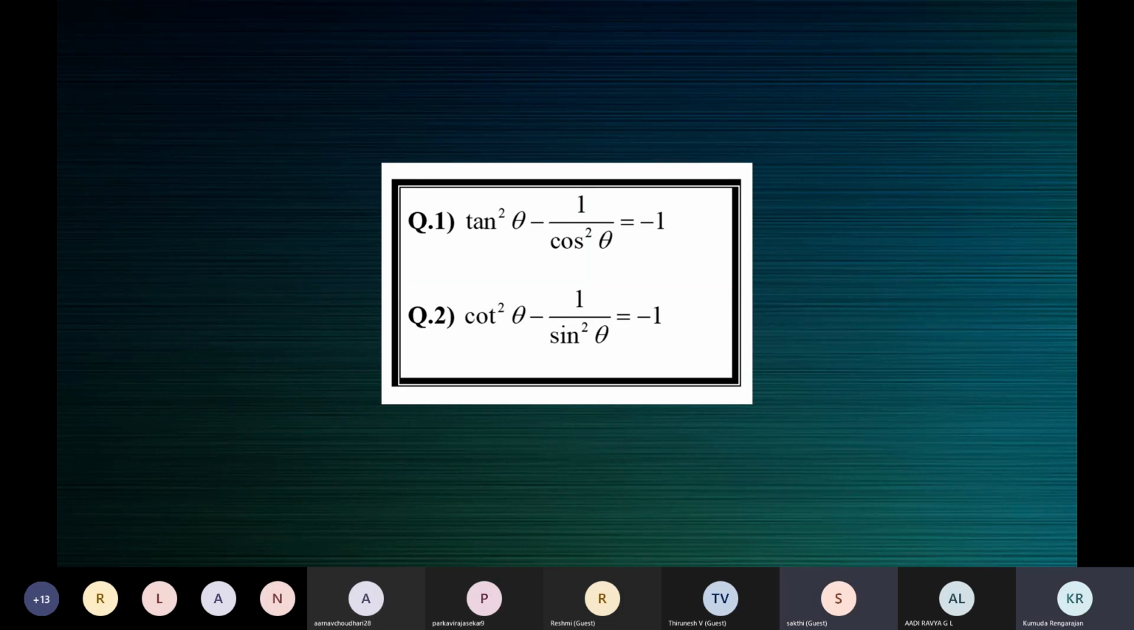Tan square theta minus 1 by cos square theta. What will be the next step? We can write tan square theta as sin square theta by cos square theta. And we can take the LCM, ma'am, so we can get sin square theta minus 1 by cos square theta is equal to, ma'am. Sin square theta minus 1 is cos square theta, ma'am. So 1 by 1 is equal to 1.